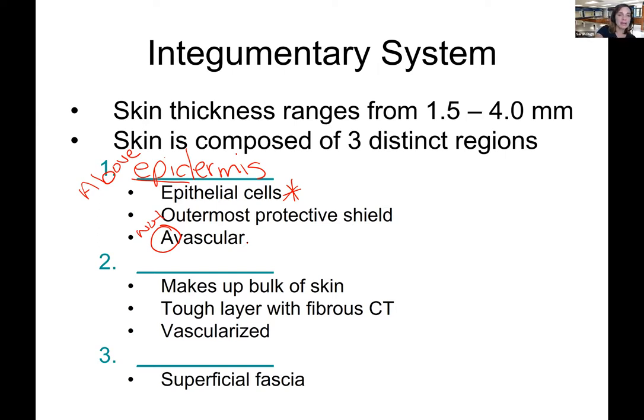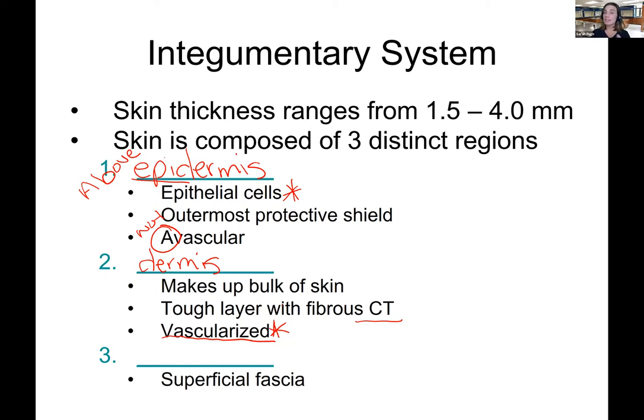Just under that, we have our dermis. The dermis makes up the bulk of your skin. This is a really thick layer in your skin. It is made of connective tissue, so it's very tough, and it's vascular. It has a fabulous blood supply. It has to have a blood supply, and the reason it has to is because the epidermis doesn't.